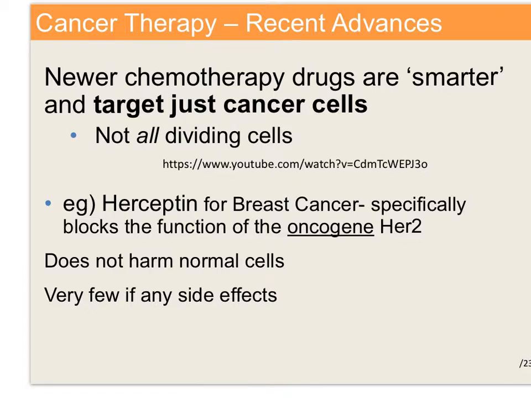So, Herceptin for breast cancer specifically blocks the function of an oncogene called HER2. It doesn't harm normal cells. There's very few side effects. Unfortunately, as evolution happens in terms of new cells and new mutations, it oftentimes stops working after a certain period of time.